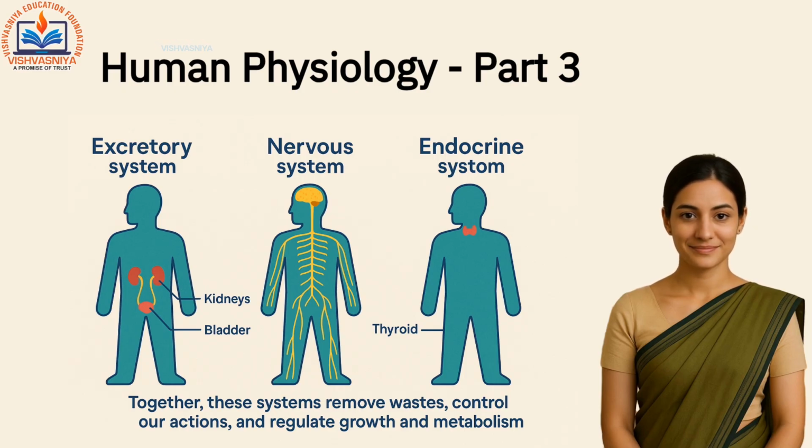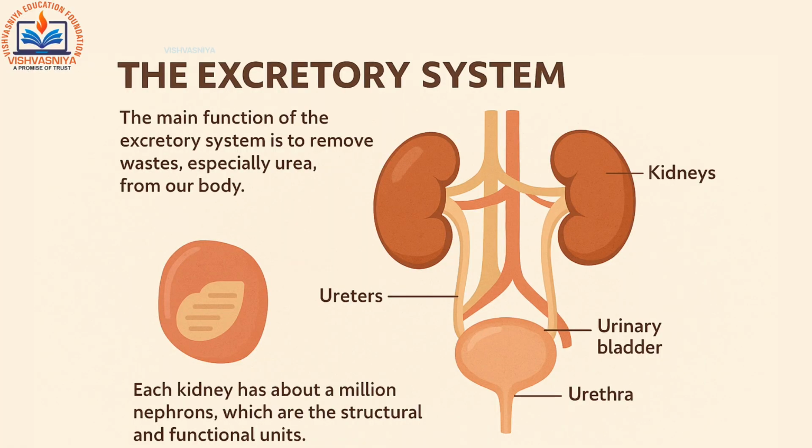Let's begin. The main function of the excretory system is to remove wastes, especially urea, from our body. Its major organs are kidneys, the chief filtering organs; ureters, tubes that carry urine; urinary bladder, which stores urine; and urethra, the passage for removal. Each kidney has about 1 million nephrons, which are the structural and functional units.